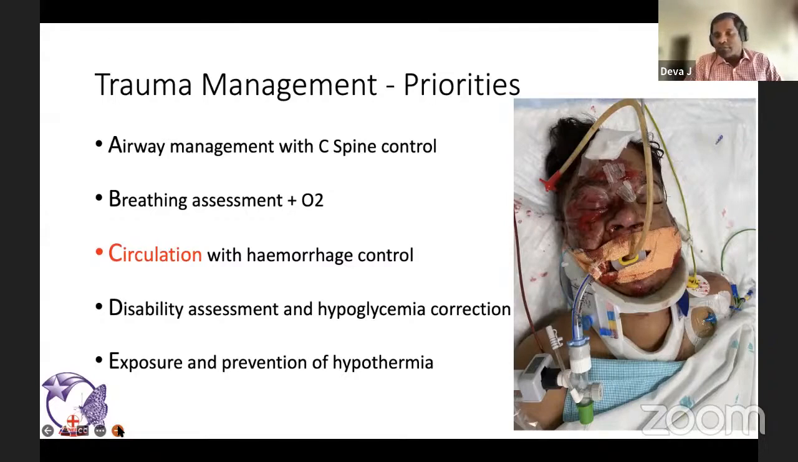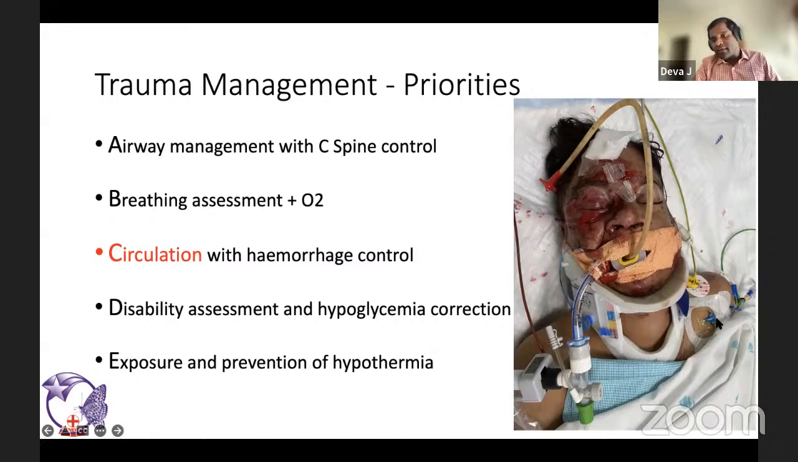And finally, expose the patient completely, check for wounds, bleeders, etc., and make sure that you cover them back up to prevent hypothermia. We'll talk about why preventing hypothermia is important, not only in trauma, but in any shock situation. So as you can see on the right side, this gentleman has an artificial airway. He's getting ventilated. There's a mainstream end-tidal CO2 in place. So A and hard cervical collar in place. So A and B sorted out.